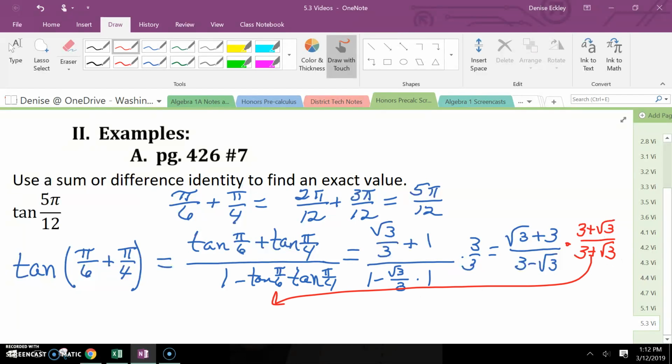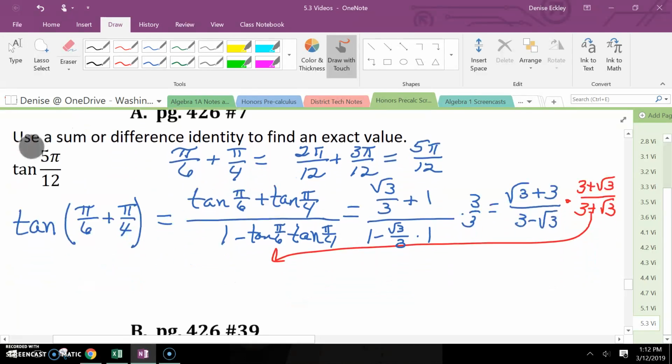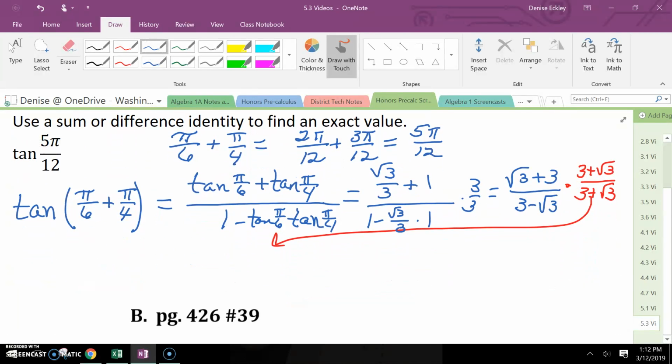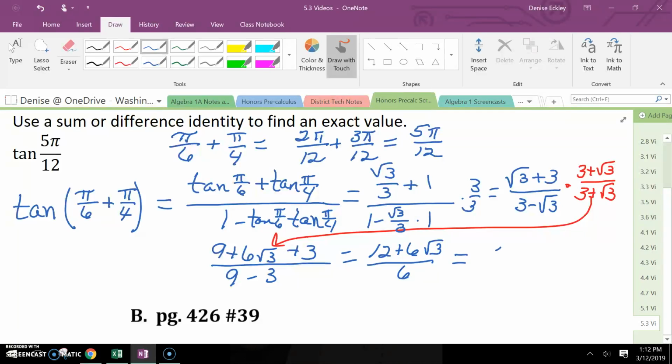So that's going to give us, multiplying this, I get 9 plus 6 square root of 3 plus 3, and the denominator will end up being 9 minus 3. So I get 12 plus 6 square root of 3 over 6, and simplifying, finally, I get 2 plus the square root of 3.